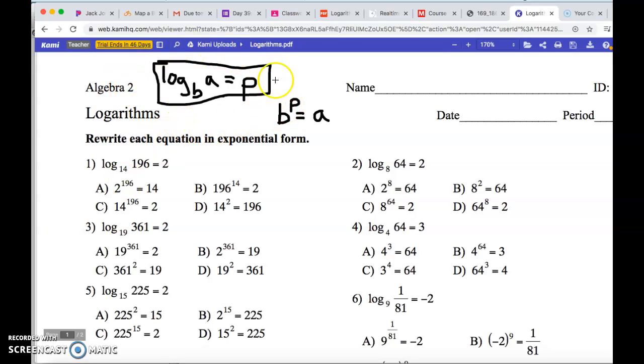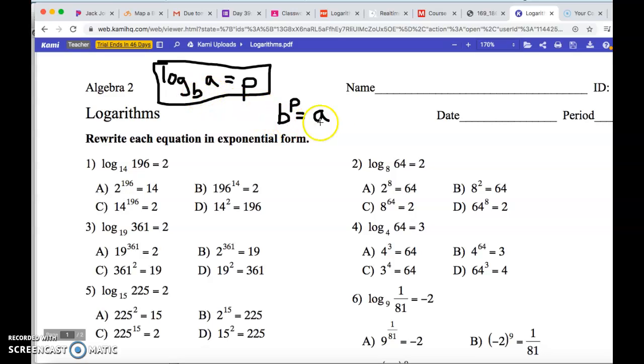I usually try to let my students know this, and I just call it log BAP, log B-A-P. In this form, the log is going to have a number underneath, a subscript, and then the a is on the same level as the log. So log base b of a equals p. That's the log form. It's really a way to rewrite exponents in a different form to be able to solve for them.